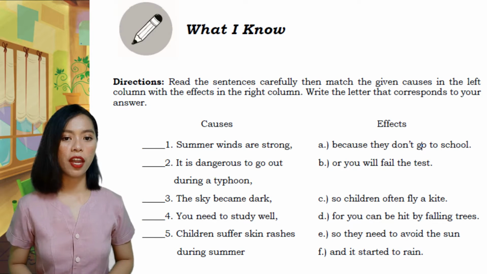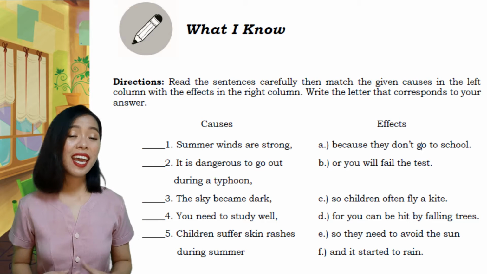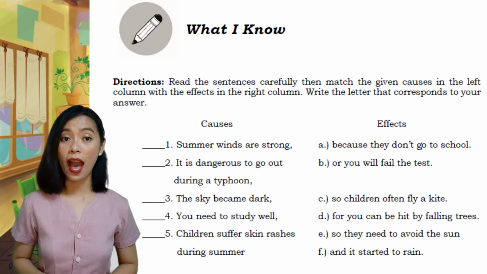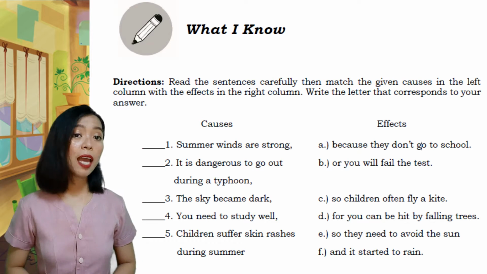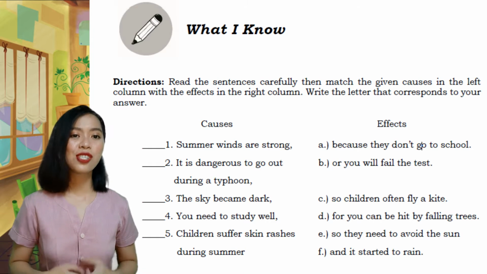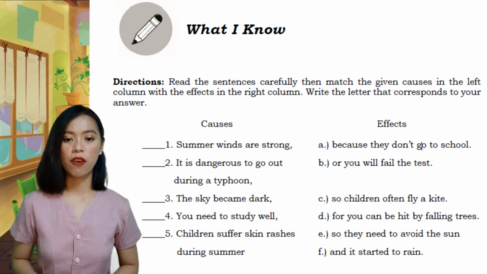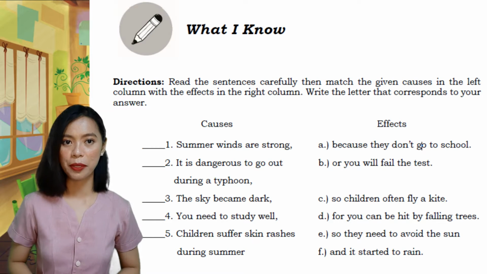Causes. Number 1. Summer winds are strong. 2. It is dangerous to go out during a typhoon. 3. The sky became dark. 4. You need to study well. 5. Children suffer skin rashes during summer.